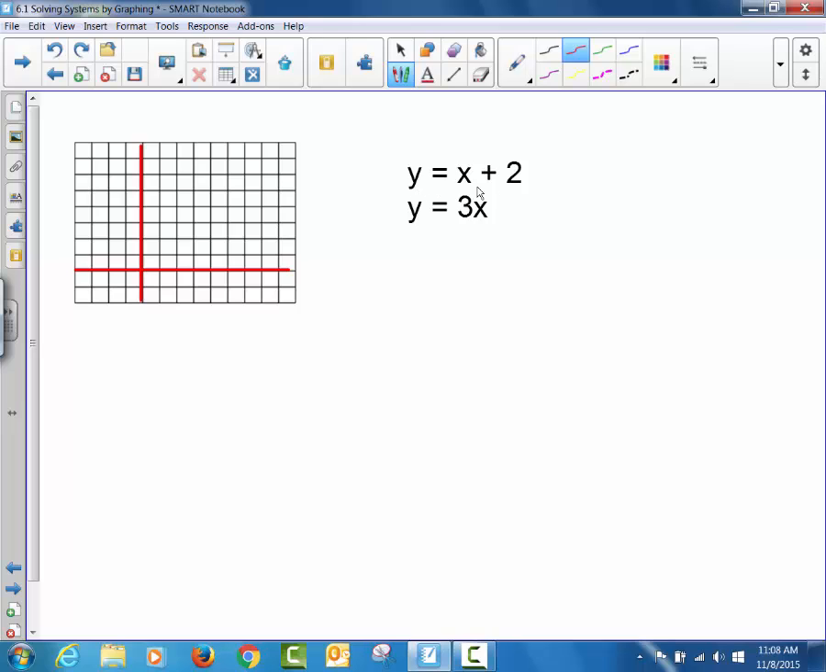Okay, so we've got y equals x plus 2. So our y-intercept is going to be 2. So we put a dot there. Our slope is 1, because if there's nothing in front of the x, that means there's a 1. So we go up 1 and over 1, up 1 and over 1, and we can draw our line. Okay. And let's put our arrows on it.